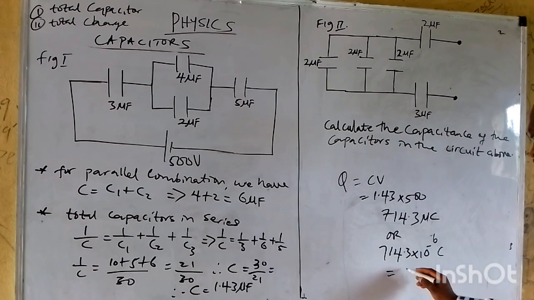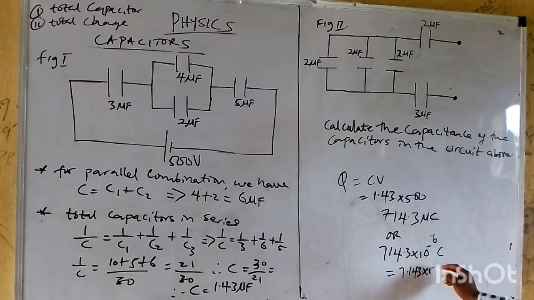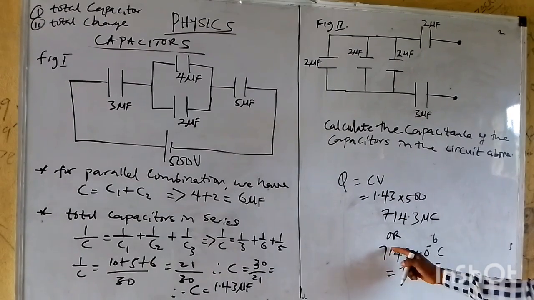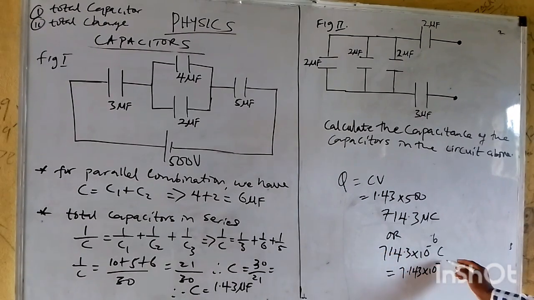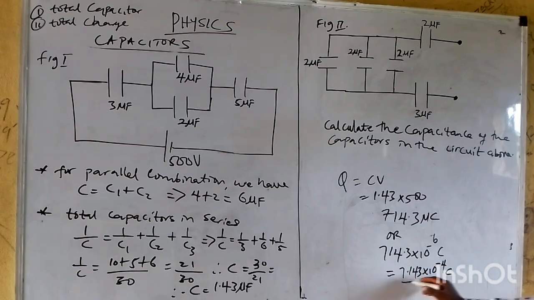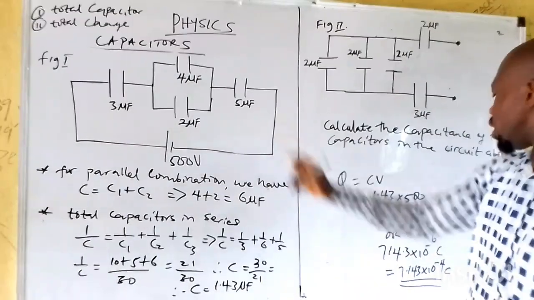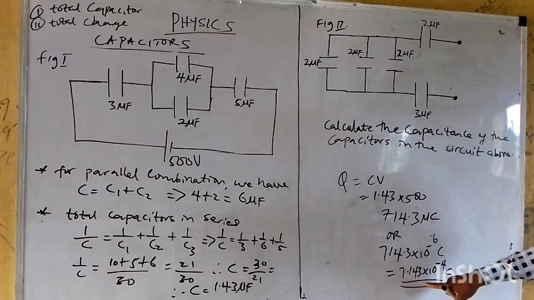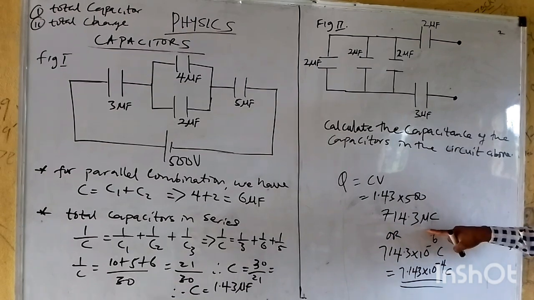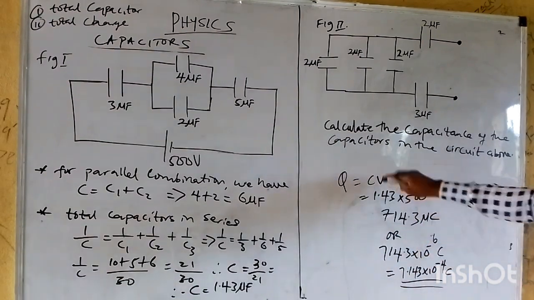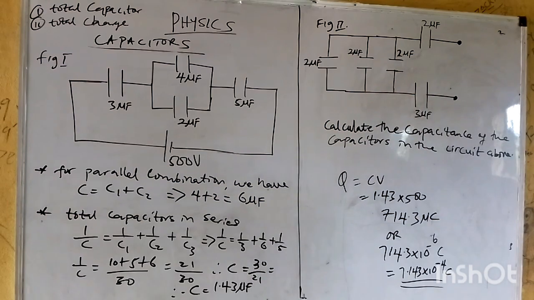Which will now give us 7.143 times 10 raised to the power minus 4 coulomb. That is the answer. So the total charge flowing in this network is 7.143 times 10 to the power minus 4 coulomb. Or if it is in micro, this is what you now have. Now we want to solve this second question.